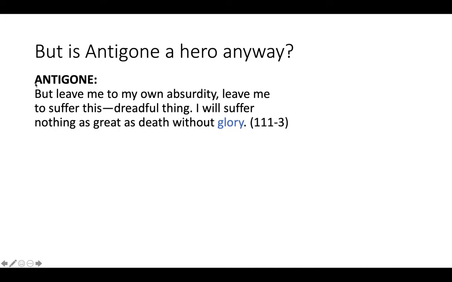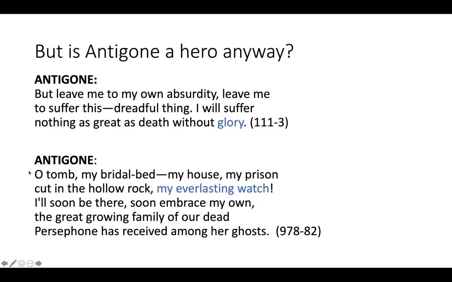Because she has lines like this: okay, leave me to my own absurdity, leave me to suffer this dreadful thing. I will suffer nothing as great as death without glory. I mean, she claims herself as acting gloriously, like a Trojan warrior or a Greek warrior. She calls her bridal bed her tomb, her bridal bed, my house, my prison. She calls it her everlasting watch.